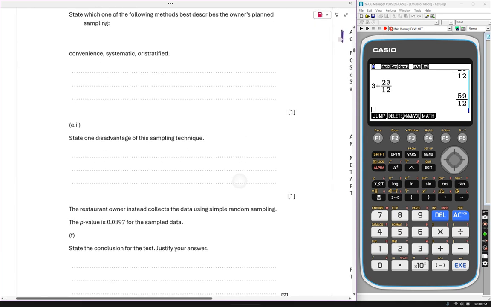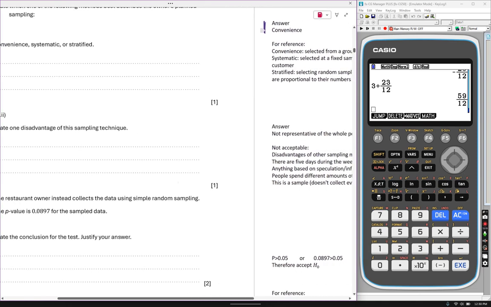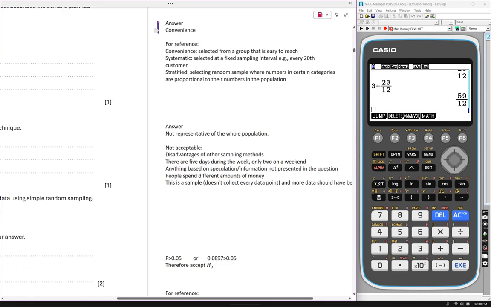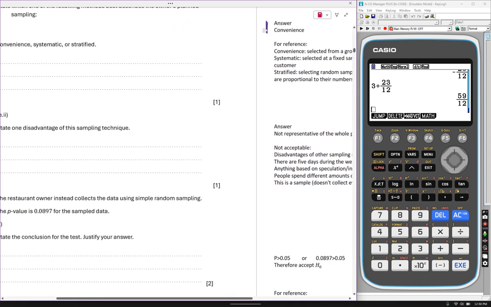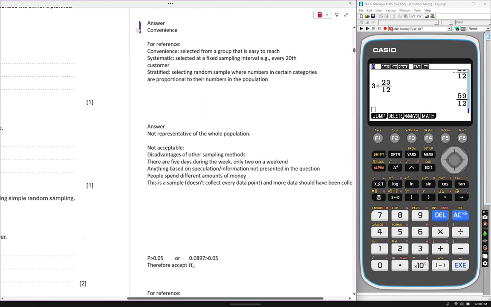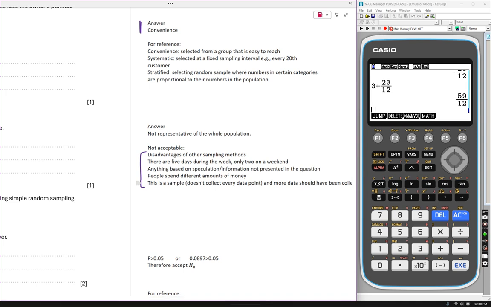Last 2 questions. It says state 1 disadvantage of this sampling technique. Again, I wanted to be specific. So the correct answer is that it's not representative of the whole population. A convenience sample, or this sample, is not representative of the whole population. If you said any of these down here, these are not acceptable for the 1 mark. So if you said disadvantages of other sampling methods, so let's say in the previous question you thought it was systematic, and you went on to say why systematic sampling is not great, you don't get a mark for that.